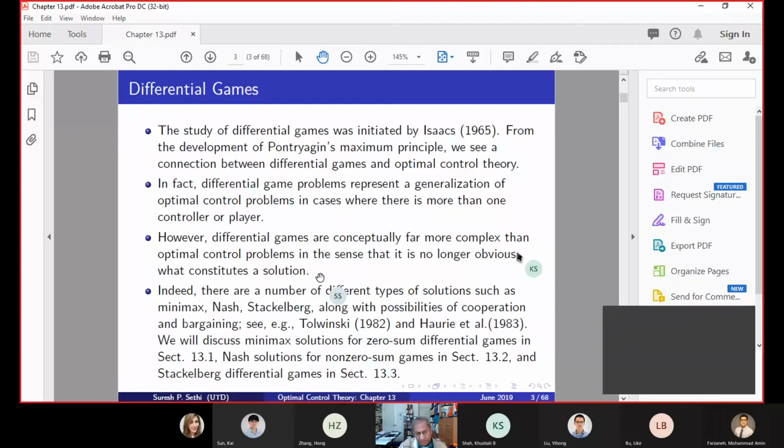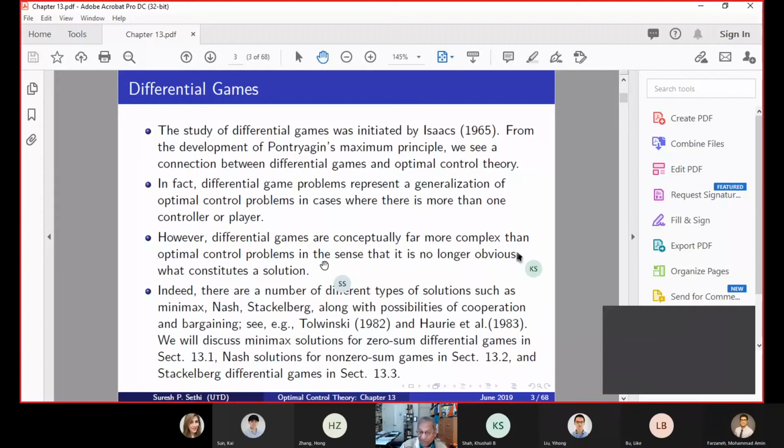But differential games are a kind of generalization of the cases when there's more than one controller or player. But the situation becomes more complex because you don't know what the solution is anymore. So in a single agent problem, the solution is maximize or minimize. That's it, finished. In games, it's not clear. And so there are many different solution concepts. They're all called, in some sense, equilibrium.